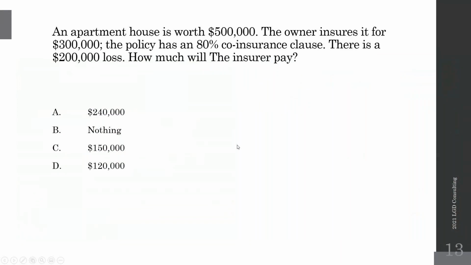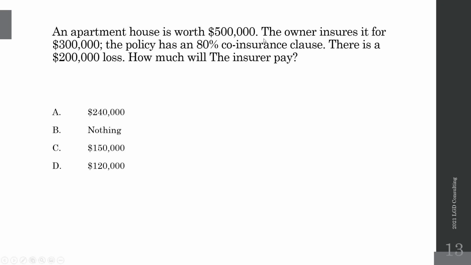So this is an area a lot of people do have a tough time with. And so let's kind of run through this coinsurance equation. So the apartment house is worth $500,000. The owner insures it for $300,000. The policy has an 80% coinsurance clause. There's a $200,000 loss. Now, how much will the insurer pay?